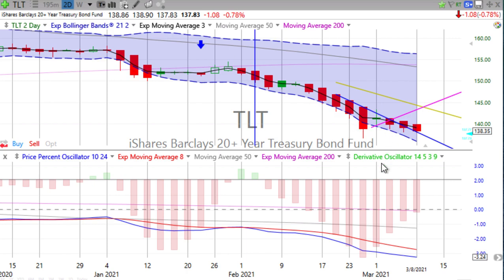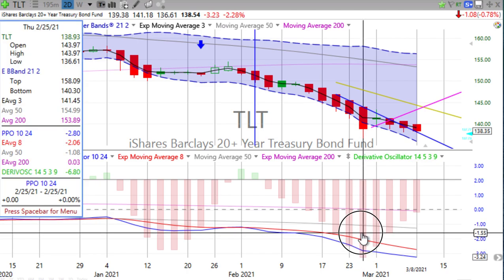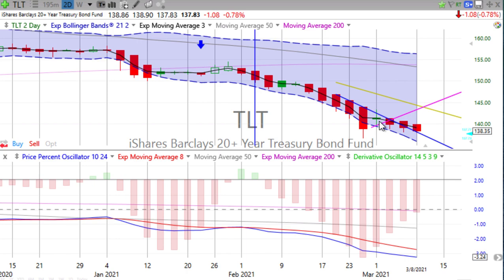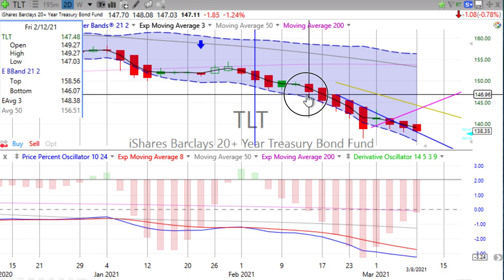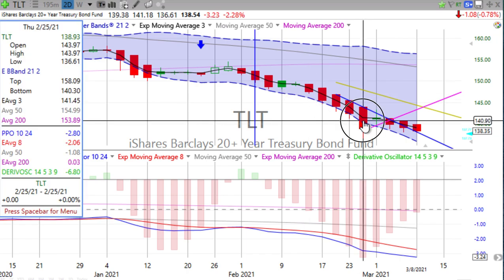What does that mean? The derivative oscillator is showing us when it peaked, you can see where the peak down move was, and then it moved up and then slowly trundling down. So over time, we're not having the increase of the increasing lower prices that we saw as things moved through this prior 10-day period, going from Thursday the 11th of February through Thursday the 25th of February.